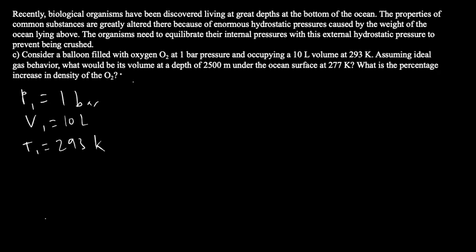Okay. Now it's asking us, what would its volume be at a depth of 2,500 meters under the ocean surface at 277 K? So our P2 will be what we calculated last video. We calculated the hydrostatic pressure using the formula hydrostatic pressure equals rho times g times h. And we got about 250 bar. They give us T2, which is 277 K. And we need to find V2. So that's our unknown.